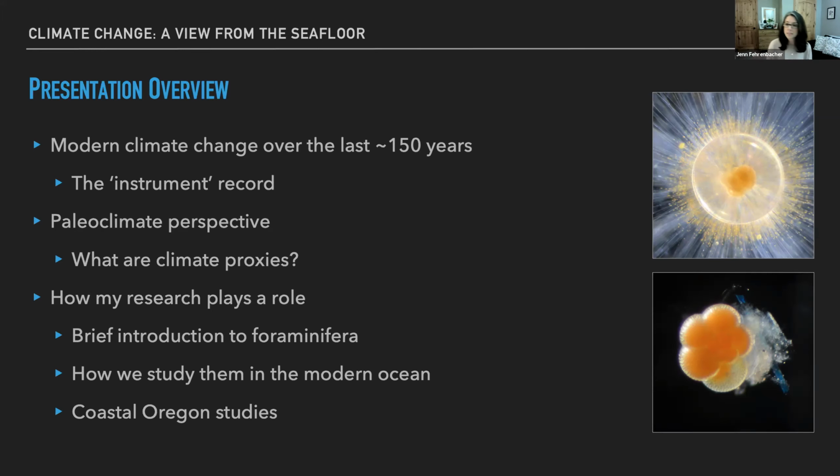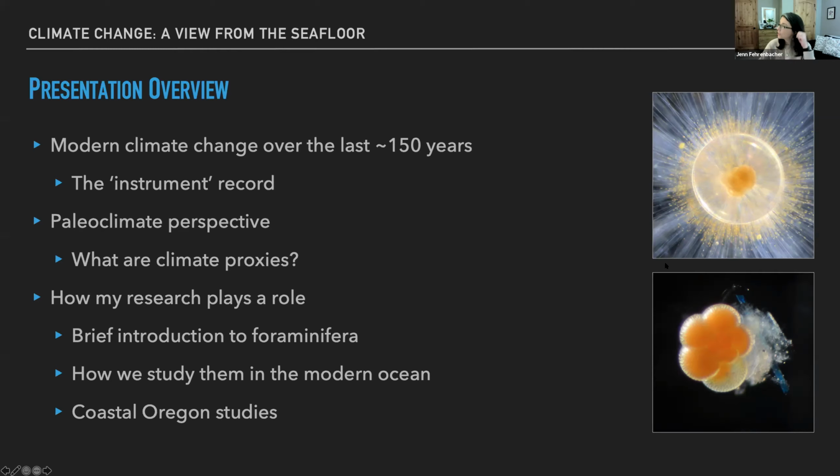And then, because a lot of people who are here today are from Oregon or Corvallis, and some of my research has taken us off the coast of Oregon, I'm going to talk about what's been happening off the coast and what we've been doing over the past few years. So the two pictures in this slide off to the corner here, these are forams.